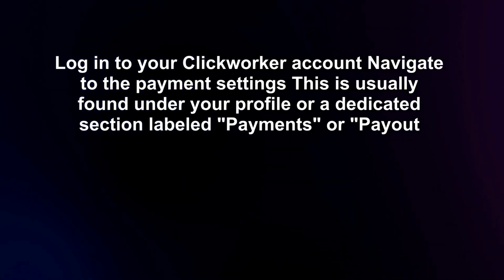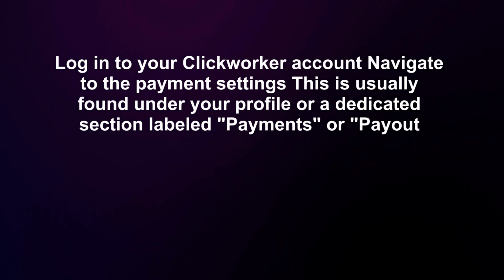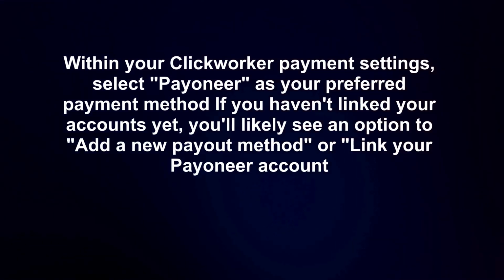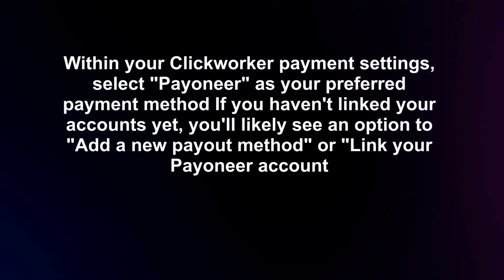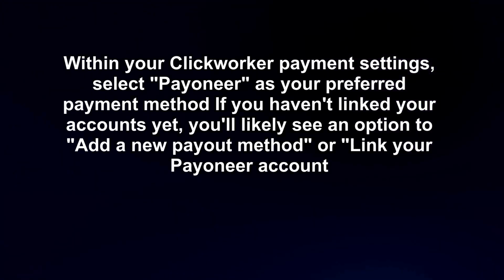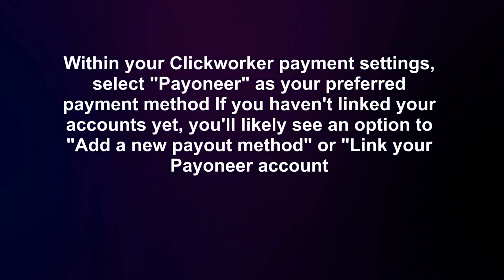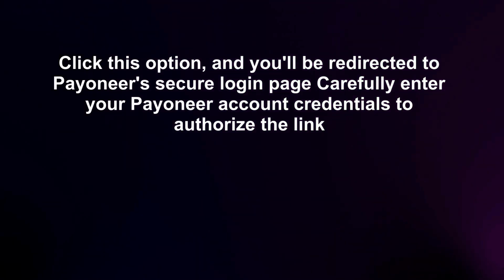Log into your Clickworker account, navigate to the payment settings. This is usually found under your profile or a dedicated section labeled Payments or Payout. Within your Clickworker payment settings, select Payoneer as your preferred payment method. If you haven't linked your accounts yet, you'll likely see an option to add a new payout method or link your Payoneer account. Click this option, and you'll be redirected to Payoneer's secure login page.